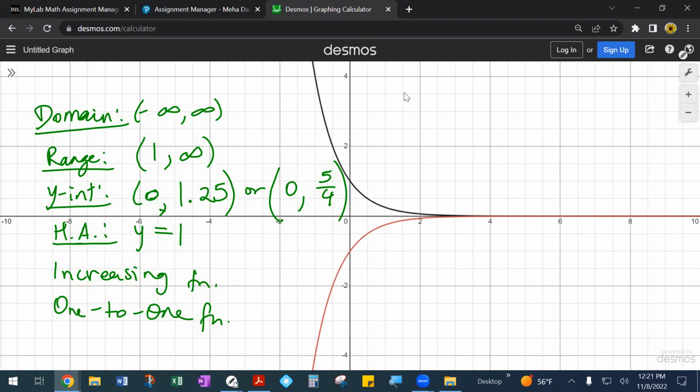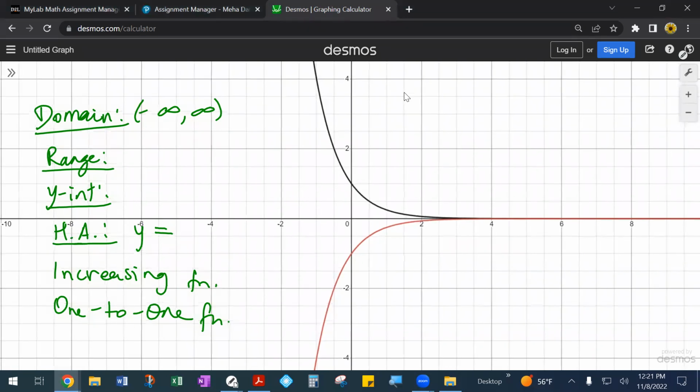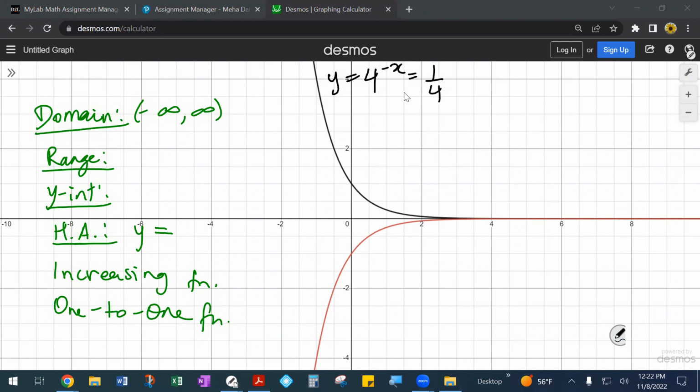So what properties from here will change, which of course, since we don't have vertical movement, these guys will change. This guy will change. I will need to talk about if it's increasing or decreasing. Does our domain change? And of course, we're talking about the red graph here because that's the reflection. This was our base graph. And then this is the graph.